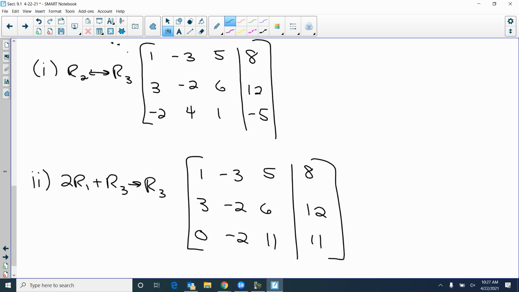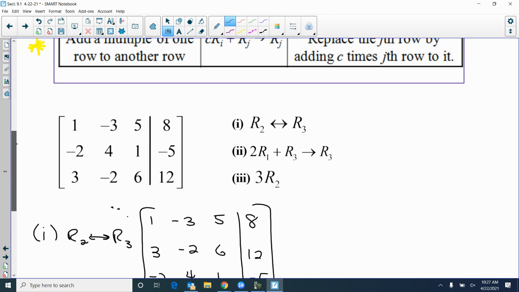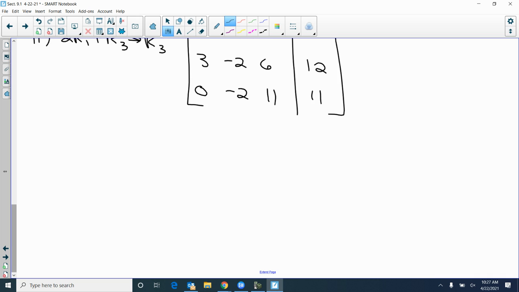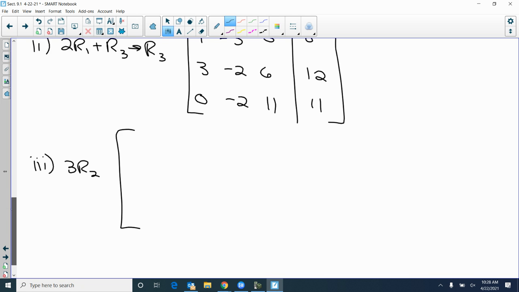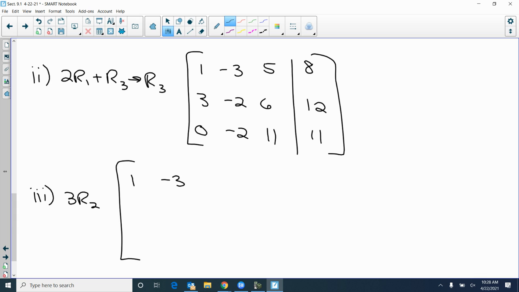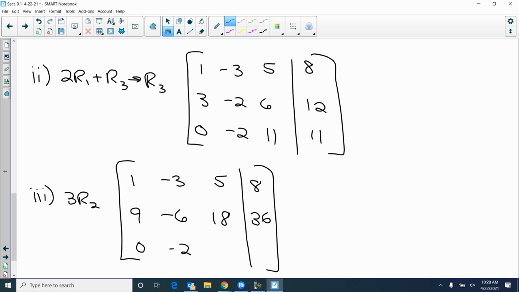Now the last step, use this answer to number 2. The last step is 3 times row 2. And so I got 1, negative 3, 5, 8. And then 3 times row 2: 3 times 3 is 9. 3 times negative 2 is negative 6. 3 times 6 is 18. And 3 times 12 is 36. 0, negative 2, 11, 11.